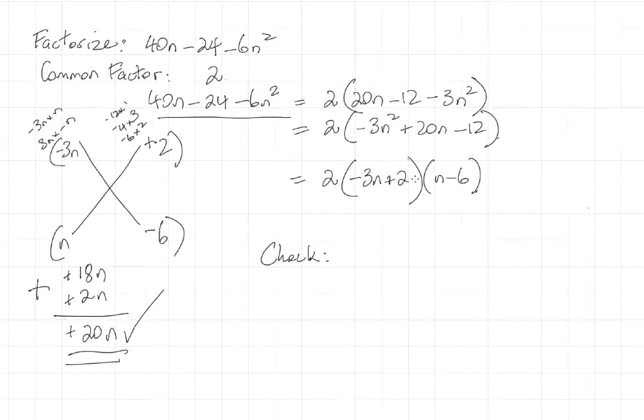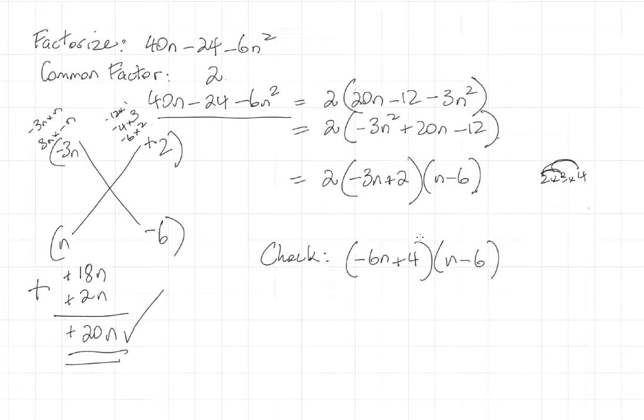Now that 2 is distributed over one of these brackets. Don't put it multiplied 2 times that and then 2 times that. That's not how it works. If you got 2 times 3 times 4, you don't multiply 2 times 3 and 2 times 4. You multiply 2 times 3 and then you multiply that answer by 4. So we'll multiply 2 times the first bracket and we get negative 6n plus 4, and then we've got n minus 6.